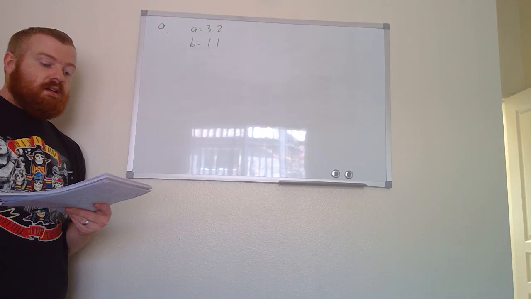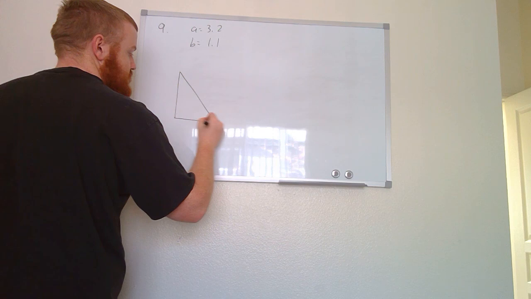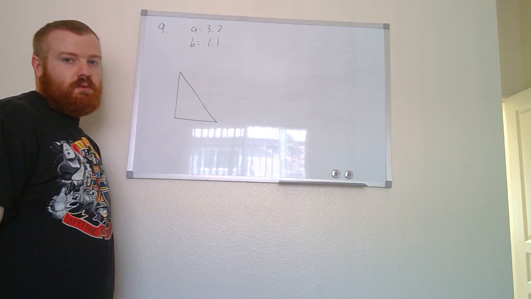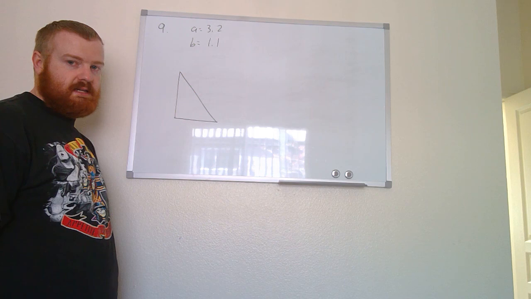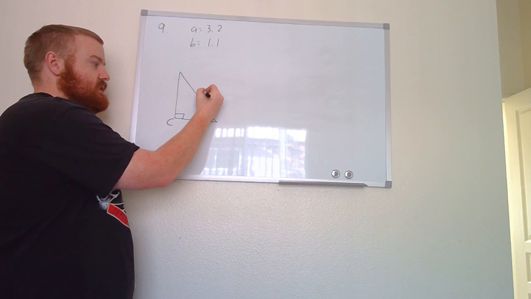Now you can draw the triangle however you would like. So I could draw it like this. And just like before, it does not matter how you draw it and label it. We just have to make sure that side A is opposite angle A, side B is opposite angle B, side C is opposite angle C. So here's the right angle. So I'm going to call this angle C, side C.